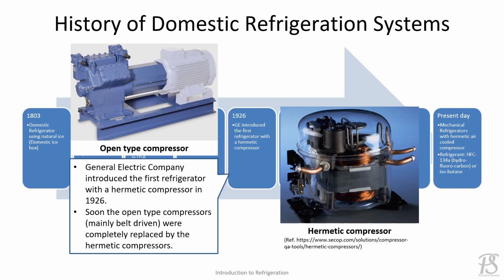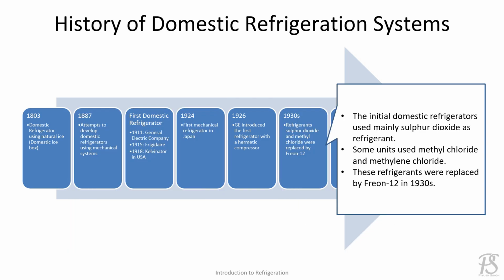Soon, the open type, mainly belt driven compressors were replaced by hermetic compressors. The initial domestic refrigerators used mainly sulfur dioxide as refrigerant. Some units used methyl chloride and methylene chloride. These refrigerants were replaced by Freon 12 in 1930s.